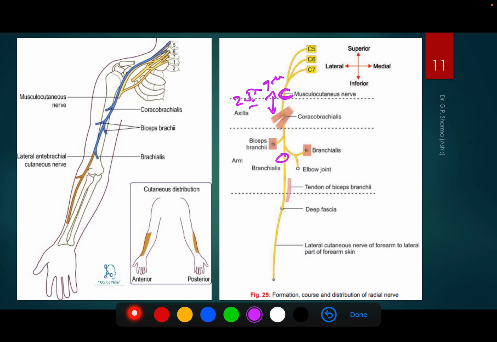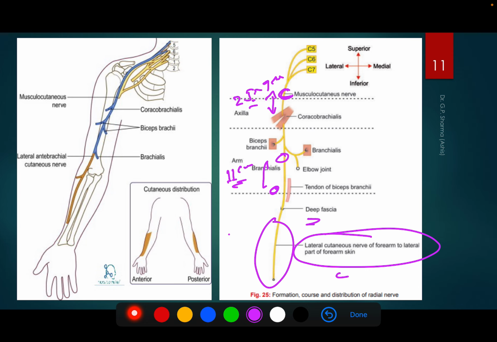So here is my lateral epicondyle. This distance is how much? Around 11 centimeters, and it continues as what? The lateral cutaneous nerve of the forearm. It is supplying the lateral part of my forearm over here. And look here, it is lateral to the tendon of biceps brachii. This is a question in the exam. Lateral to the tendon of biceps brachii, and here I have the, what is this one? The cubital fossa, like this.